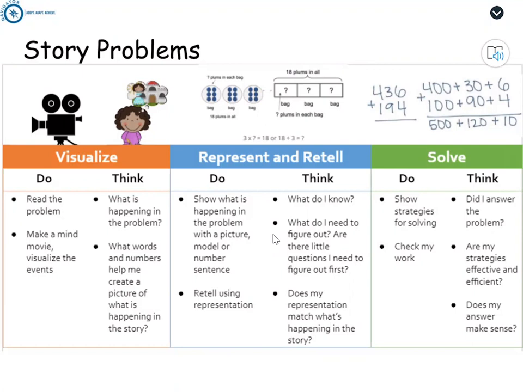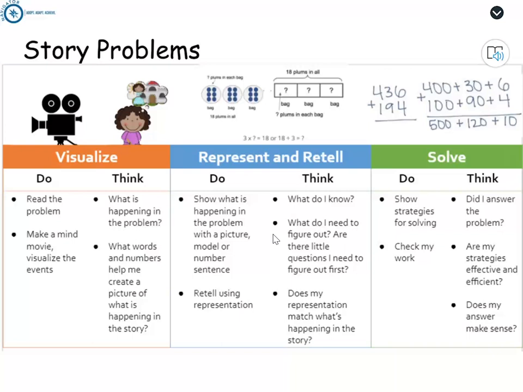We can retell using representation, like making a chart or writing down notes and thinking, what do I know that's happening in this story? What do I need to do to figure it out? And are there some little things that I need to figure out first? And then when I make my representation, what's happening in the story? And does it match what I'm representing?